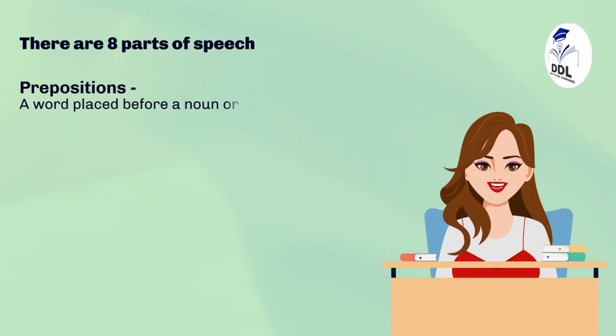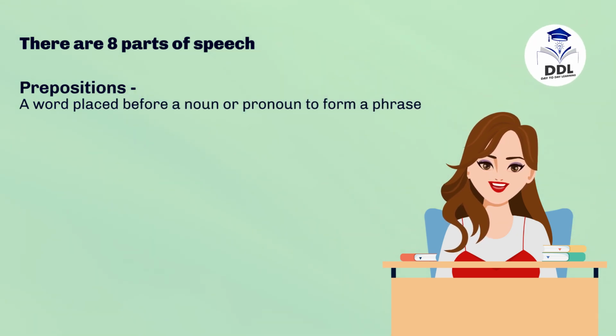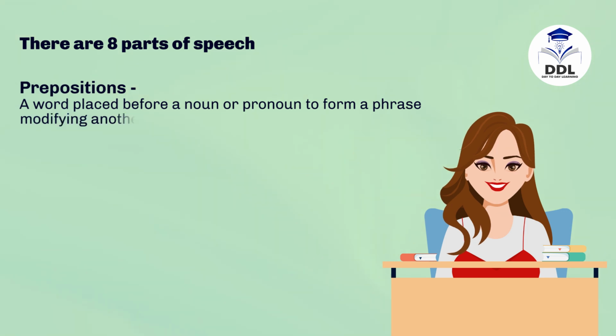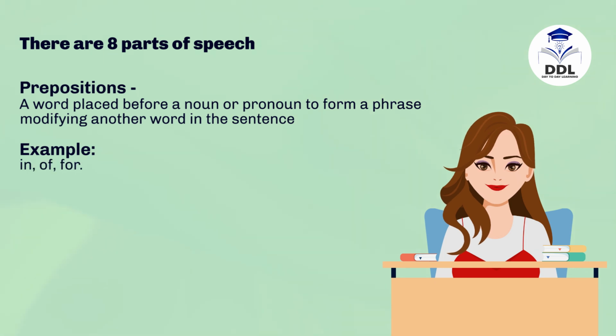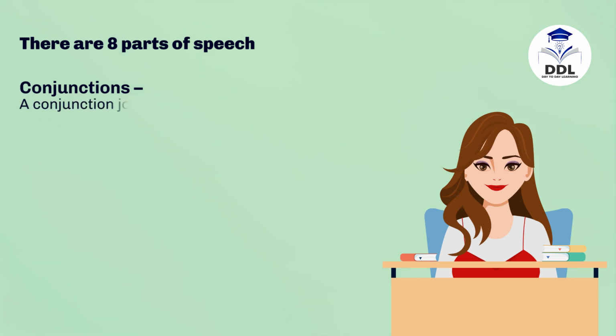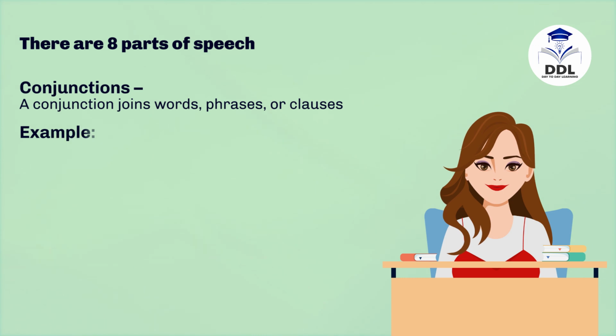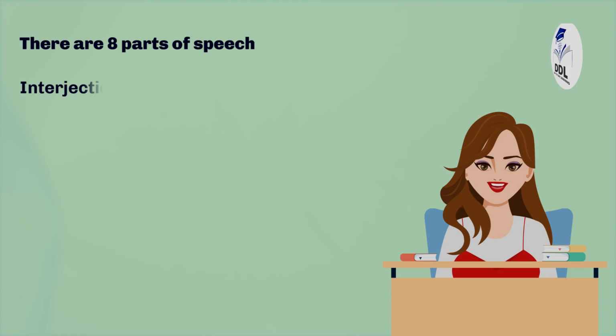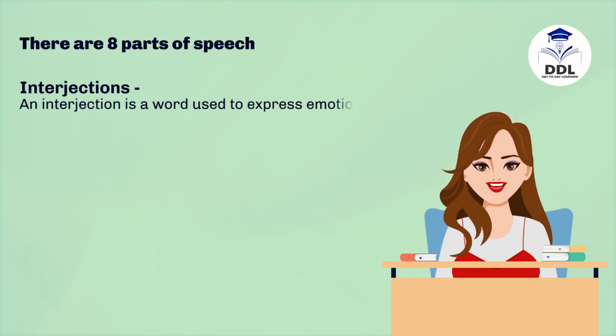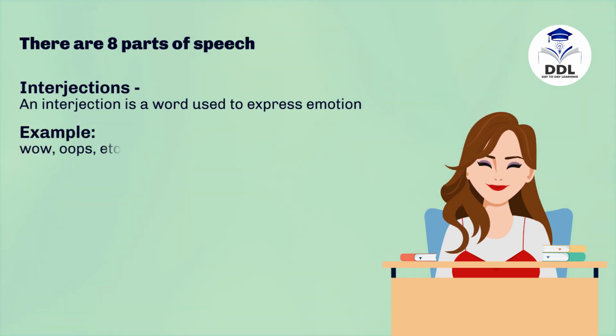Prepositions, a word placed before a noun or pronoun to form a phrase modifying another word in the sentence. Example, in, of, for. Conjunctions, a conjunction joins words, phrases, or clauses. Example, and, but, or. Interjections, an interjection is a word used to express emotion. Example, wow, oops, etc.